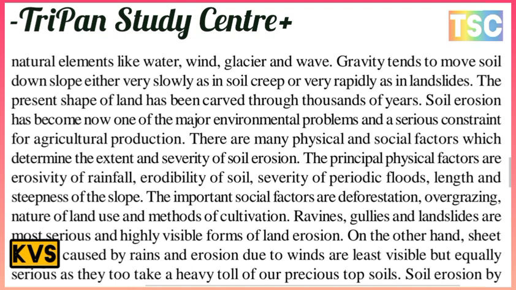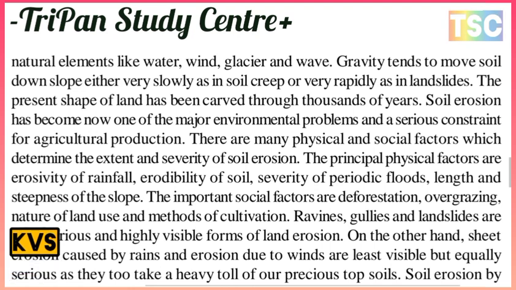There are many physical and social factors which determine the extent and severity of soil erosion here. The principal physical factors are erosivity of rainfall, erodibility of soil, severity of periodical floods, and length and steepness of slope. The important social factors are deforestation and overgrazing, nature of the land use and the method of cultivation here.